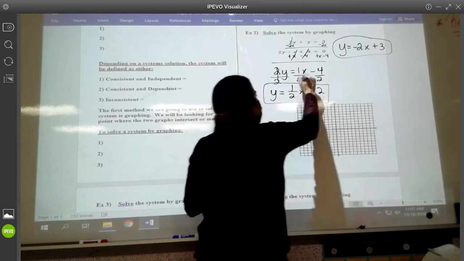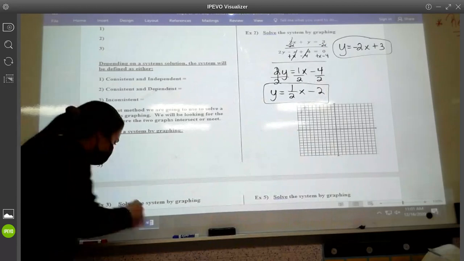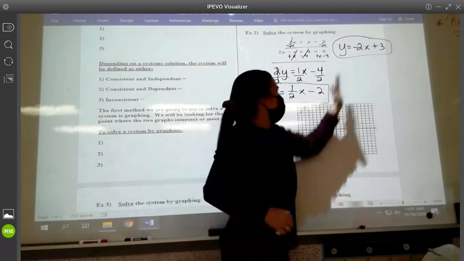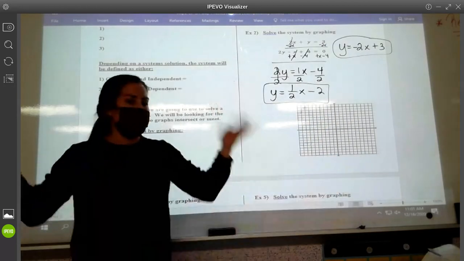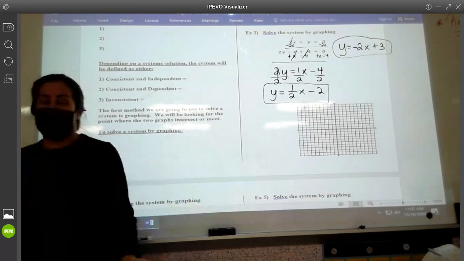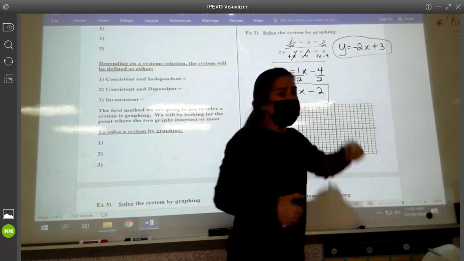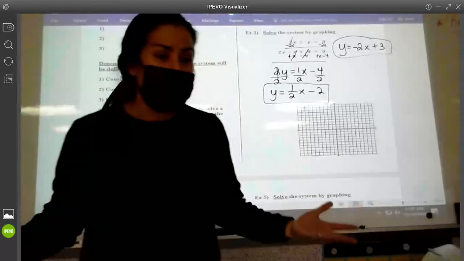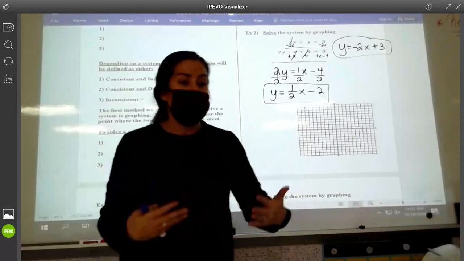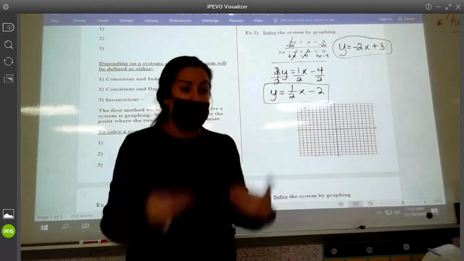All right, so guys, look. Clearly, these are not the same line. So they're not going to have every single point in common. We're not going to get infinitely many solutions. Also, this one has a slope of 1/2. This one has a slope of negative 2. They aren't parallel lines either. These are lines that are going to meet. They're going to have an intersection point, and we've got to find it.